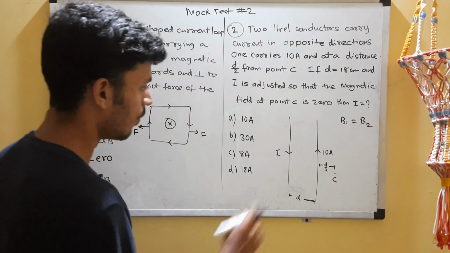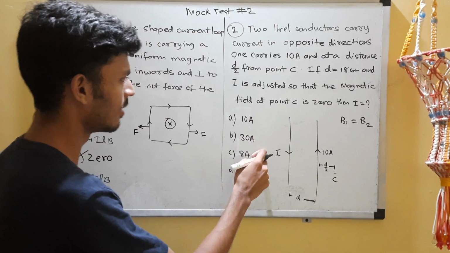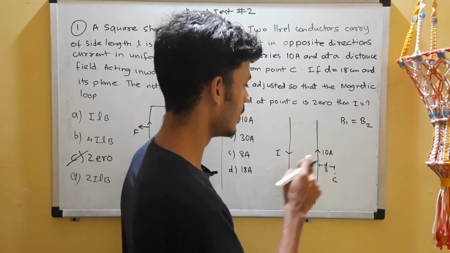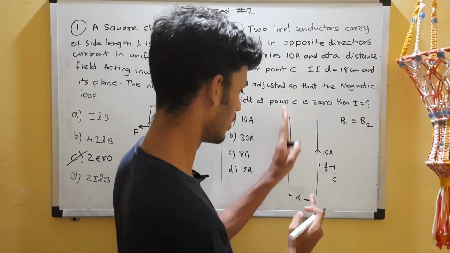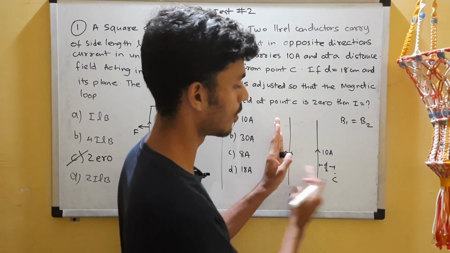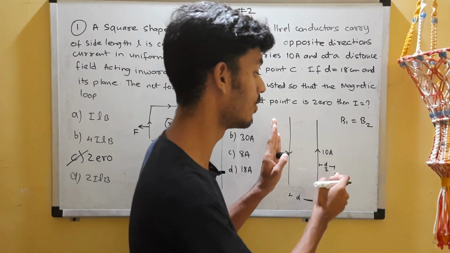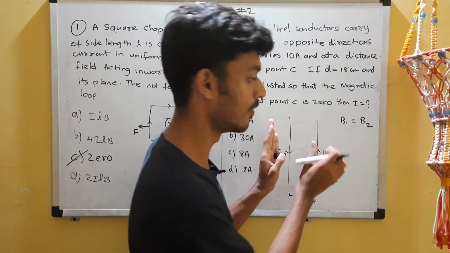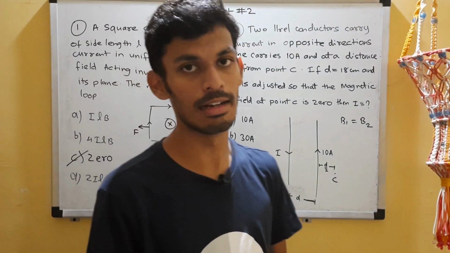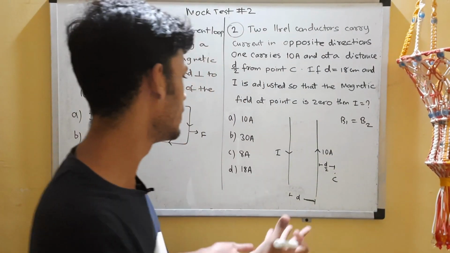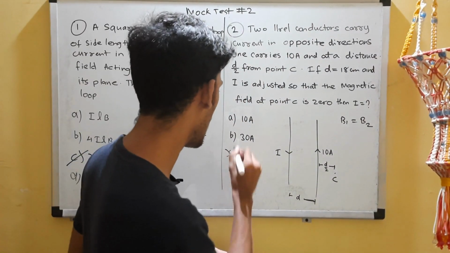Now it's obvious that the current in this wire will of course be greater than 10. Why so? Because the second wire is far away from point C. It has to cancel the field due to this wire, which is closer to point C, so the current will be greater than 10. So you can eliminate certain options like 8 and 10.